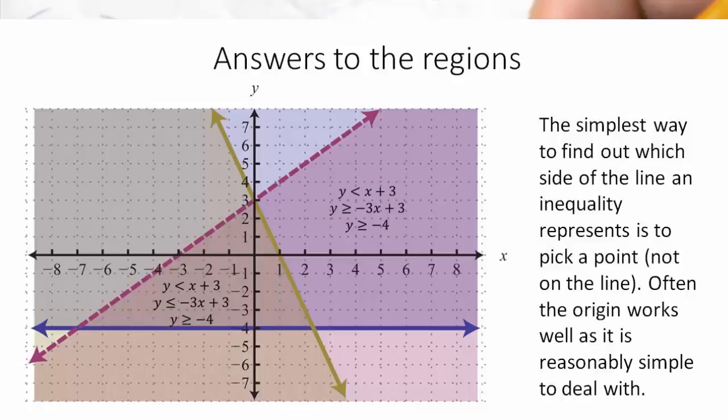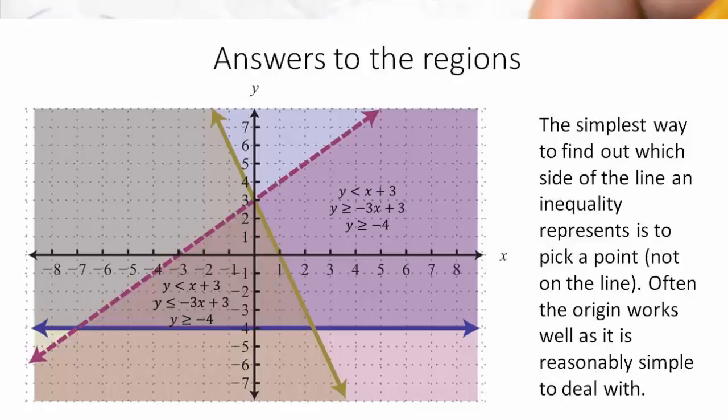For the next region, if I pick the point 0, 0, which is always what I prefer to do because 0 is so easy to work with, you will see that 0 is less than 0 plus 3, so y is less than x plus 3. 0 is greater than or equal to minus 3 times 0 plus 3, so that inequality is also holding. And then finally 0 is greater than or equal to minus 4, and so the last inequality is also holding. And so that little triangle in the middle is indeed the region which we would like.